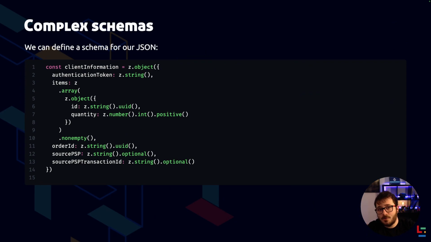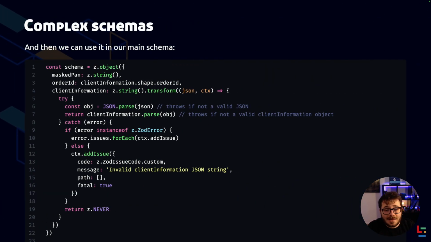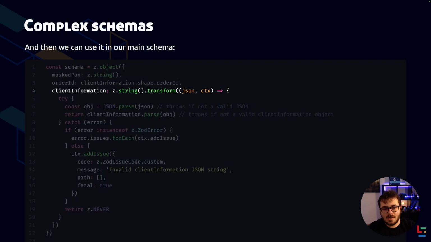So this is our client information schema. We just define it. It's everything that can go in that object. Then we can define this into a complex schema. So the complex schema, as you can see, we can just define this schema into our own main schema, but we cannot just use the root. We're actually using the transform in the type here.